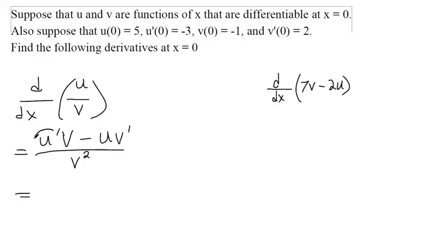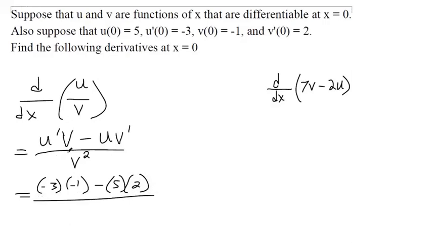They're saying u prime, the derivative, is negative 3 when x is 0. They're saying v at 0 is negative 1. They're saying u at 0 is 5. And they're saying v prime is 2. And that's all over v squared. So v at 0 is negative 1, so that's going to be negative 1 squared.